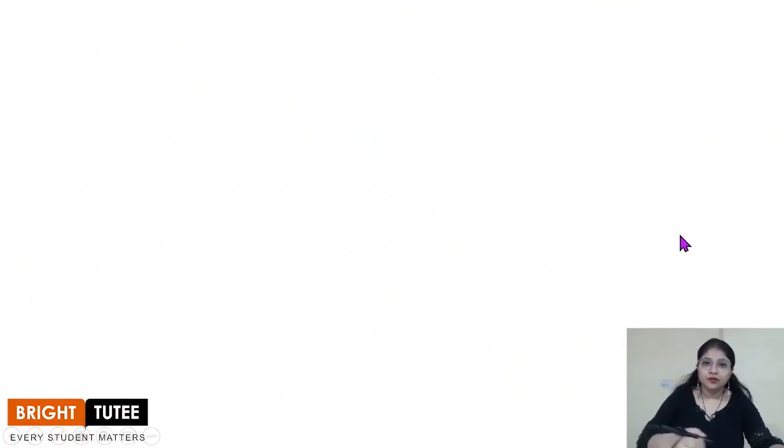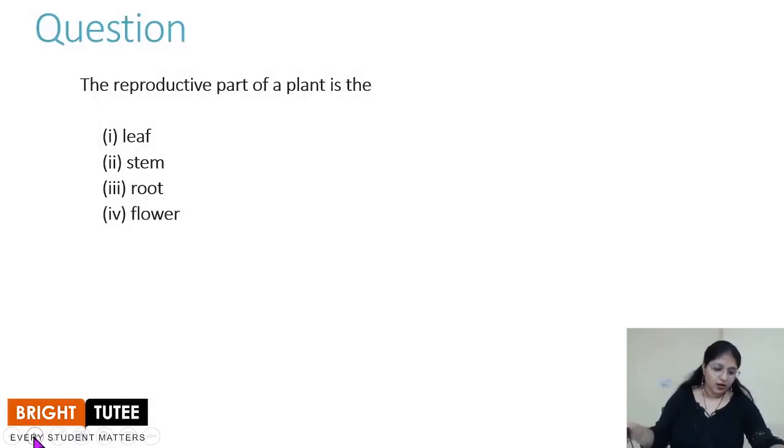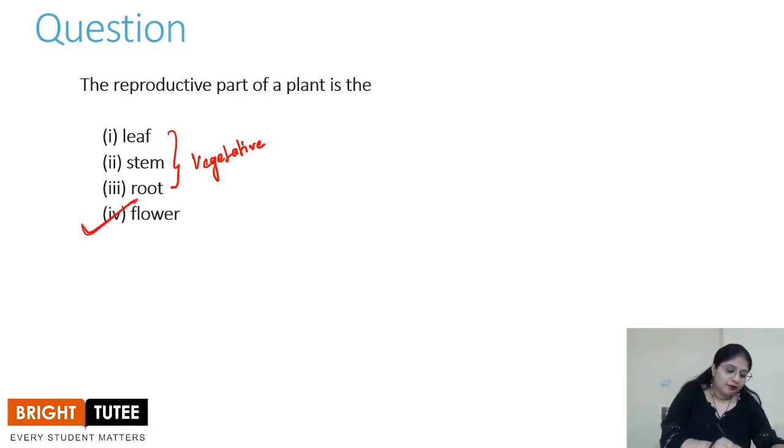Now let's look at the first question. The reproductive part of a plant is the leaf, stem, root or flower. So we know that leaf, stem, root and flower are the vegetative parts of the plant, and we've also seen the propagation that happens through it. So the reproductive part is the flower.